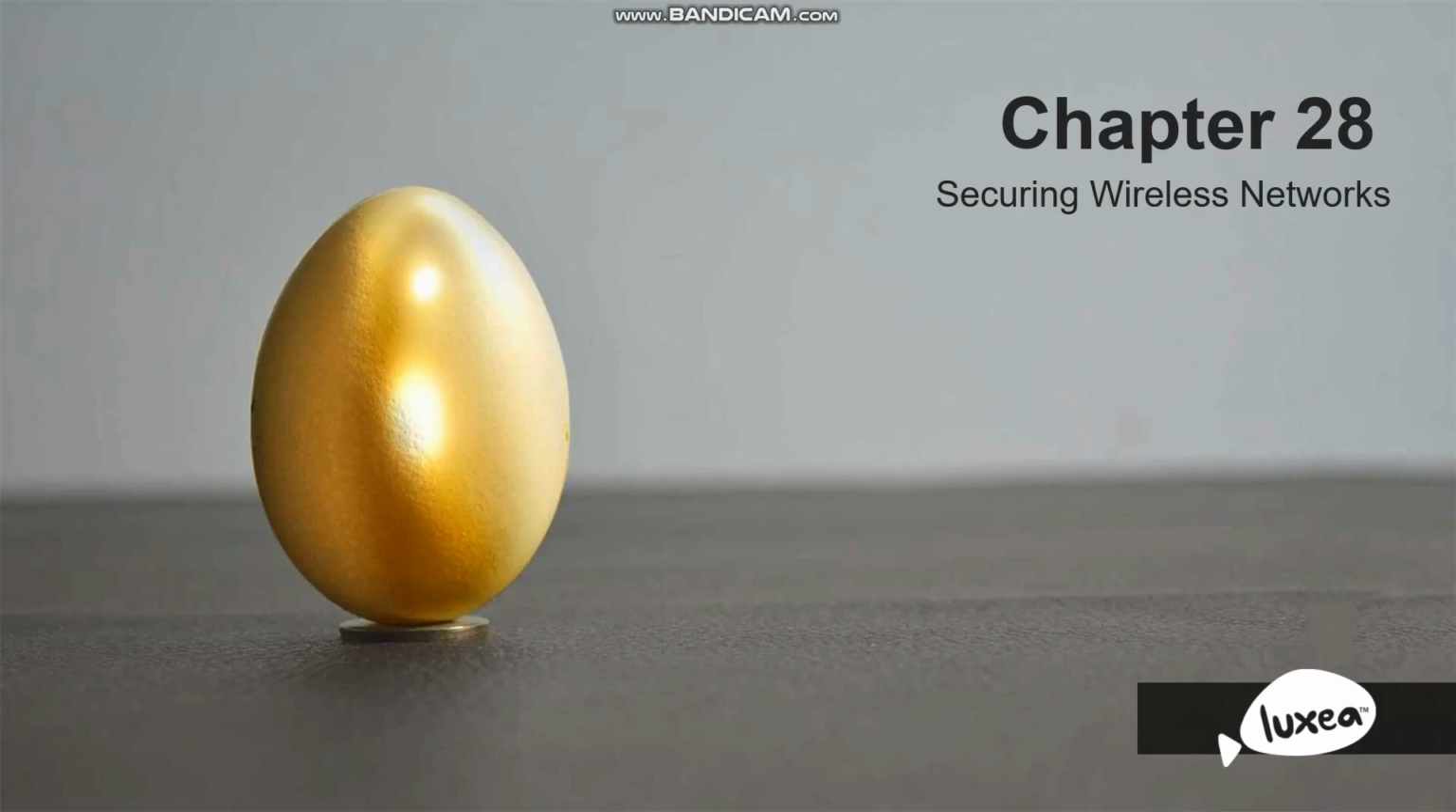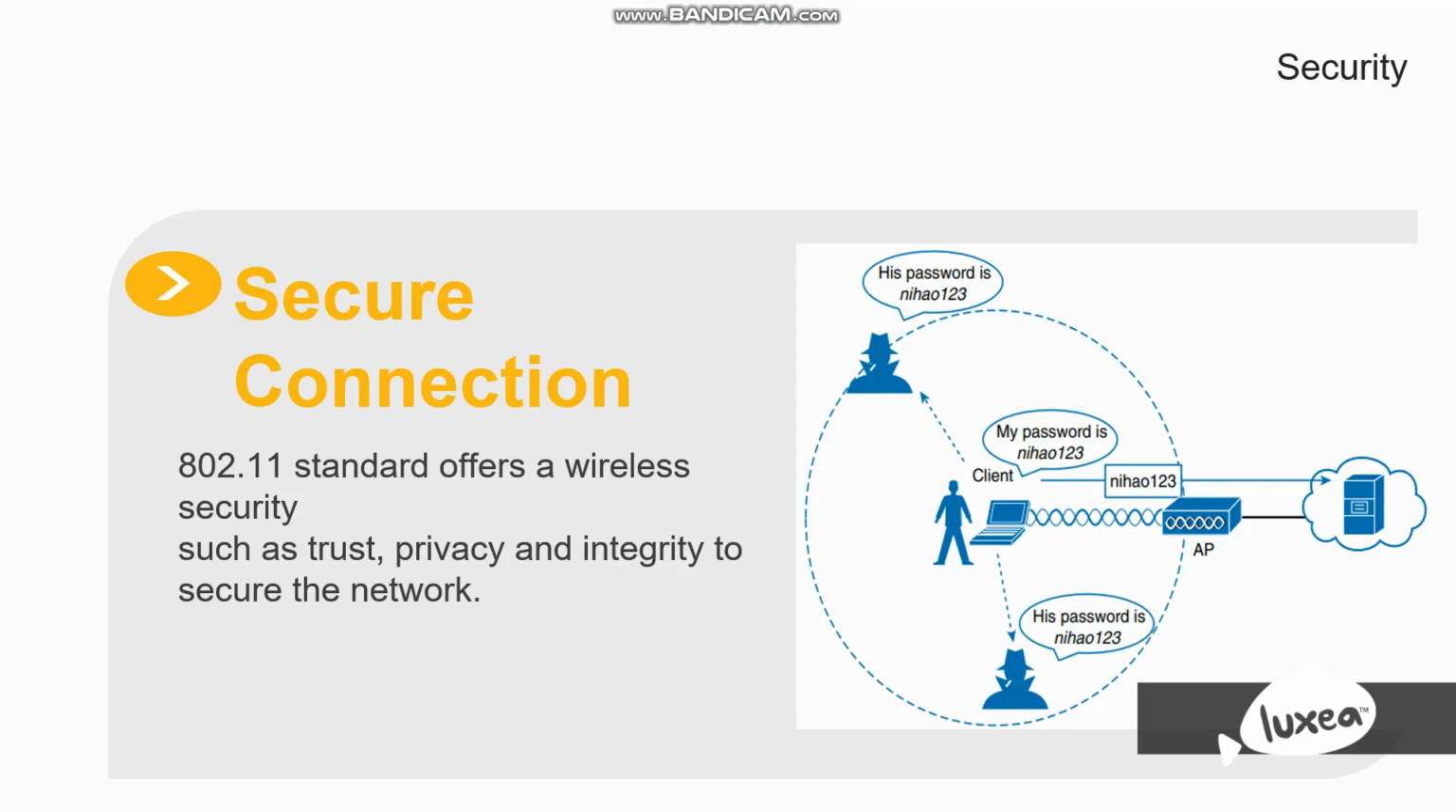Okay, chapter 28, securing wireless networks. My favorite part, securing networks. As we know, there are vulnerabilities in wired networks, and also in wireless networks. Okay, so let's start. Secure connection. I love this picture. So, okay, let's look at the picture.